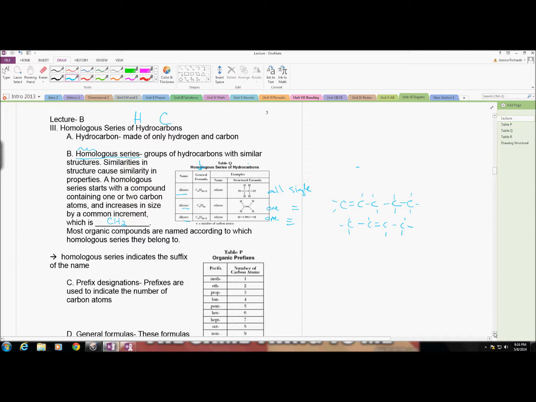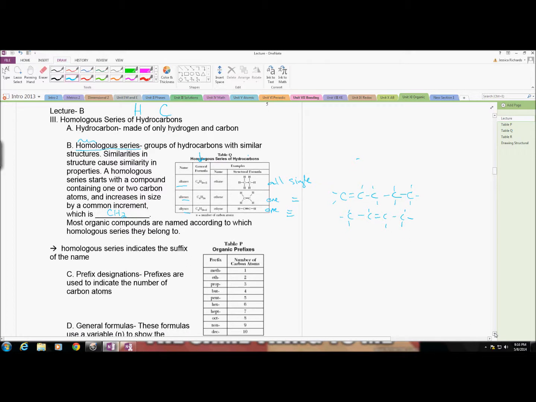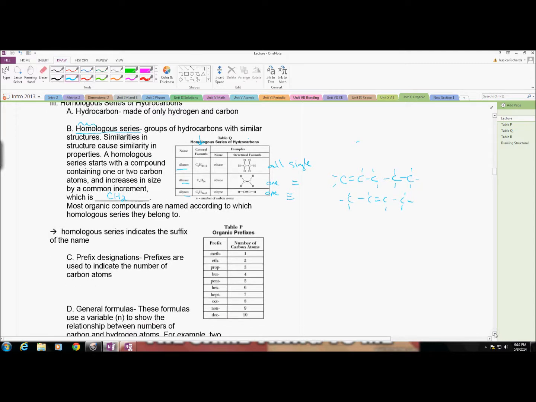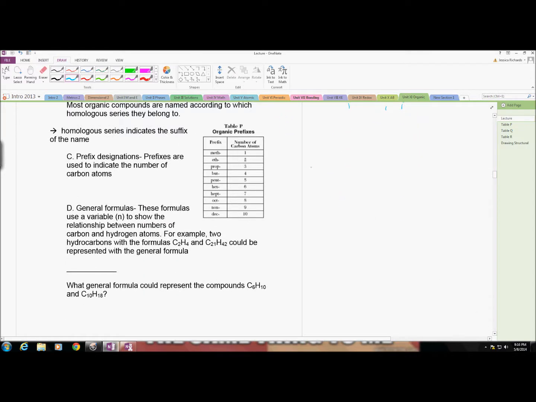The homologous series endings of their names are going to be the ANE, ENE, YNE from alkane, alkene, alkyne. The beginning parts of their names use the prefixes from reference table P. Remember, this is how we count to 10: meth, eth, prop, but, pent, hex, hept, oct, non, dec. Whenever you see one of these word roots in a name for an organic molecule, it is referring to a number of carbons.